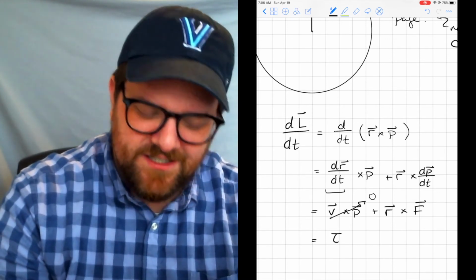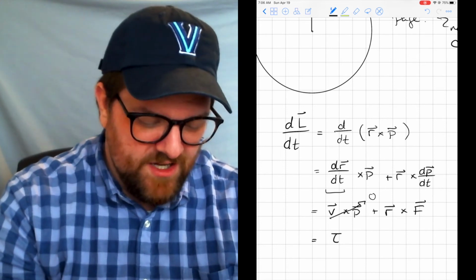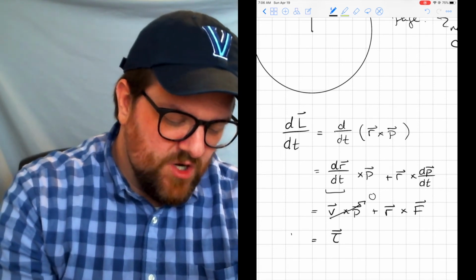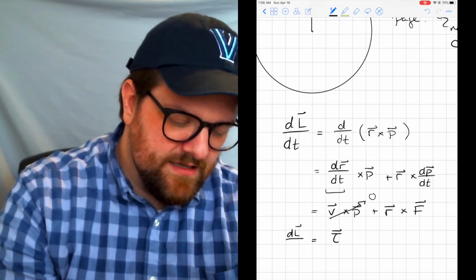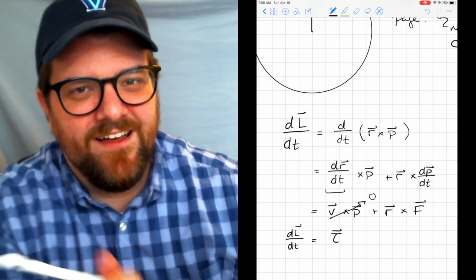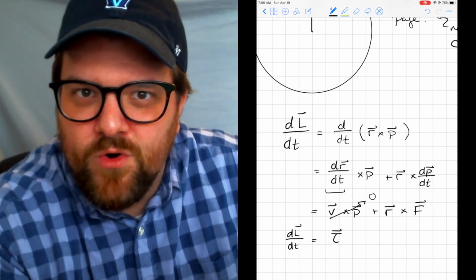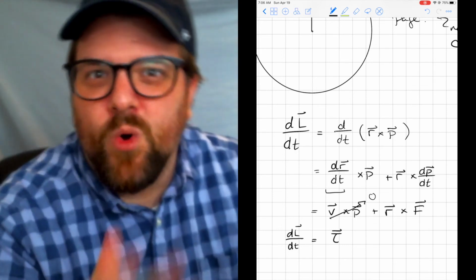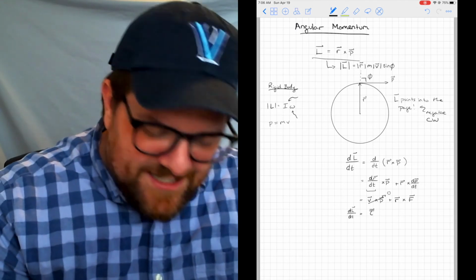A couple video lectures ago, we said that was tau. So dL/dt isn't force anymore. dp/dt was force. dL/dt is like a rotational force. It's torque.